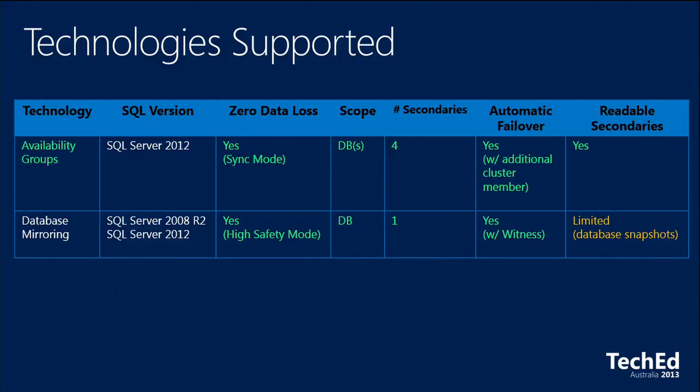The more interesting scenario is the last one about these readable secondaries. Availability groups give you readable secondaries, which is really cool because you can do things like put your backups on the secondary. So instead of doing your backups on the primary, you do it on the secondary, or you can run reporting off the secondary. You can't really do that with database mirroring unless you work around it with database snapshots, which we don't necessarily look at. So the recommendation is to do availability groups.